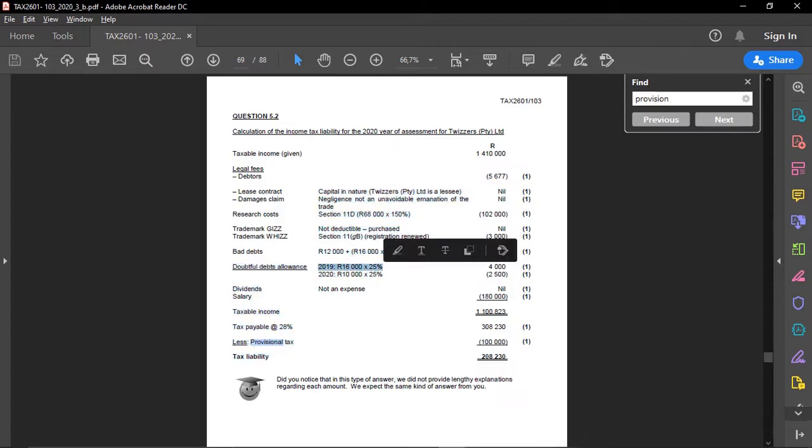The previous year, the current year. You can clearly see that there's that 25% of the actual provision that needs to be provided for. Obviously, last year you would have claimed the deduction, so this year you need to add it back. That's why it's a positive. This year you're going to claim 25%, and that's why it's negative. So that shows you clearly how to do the deduction.